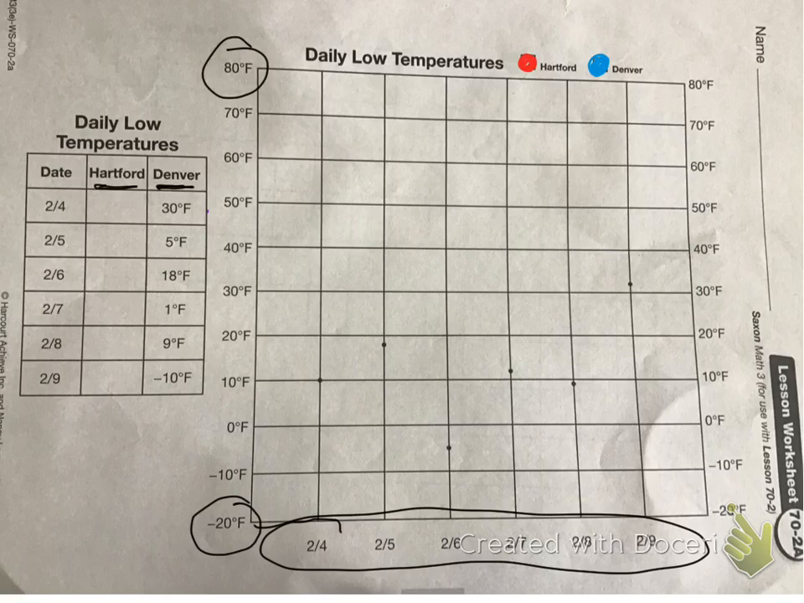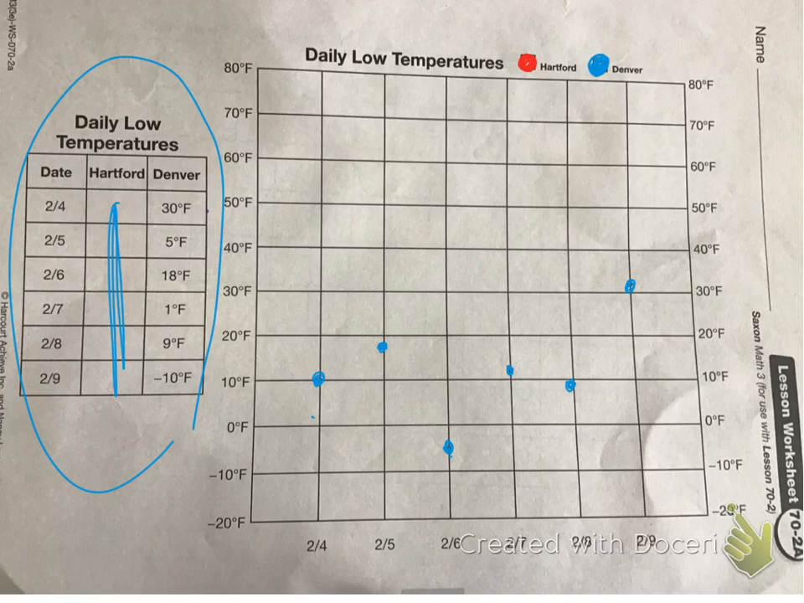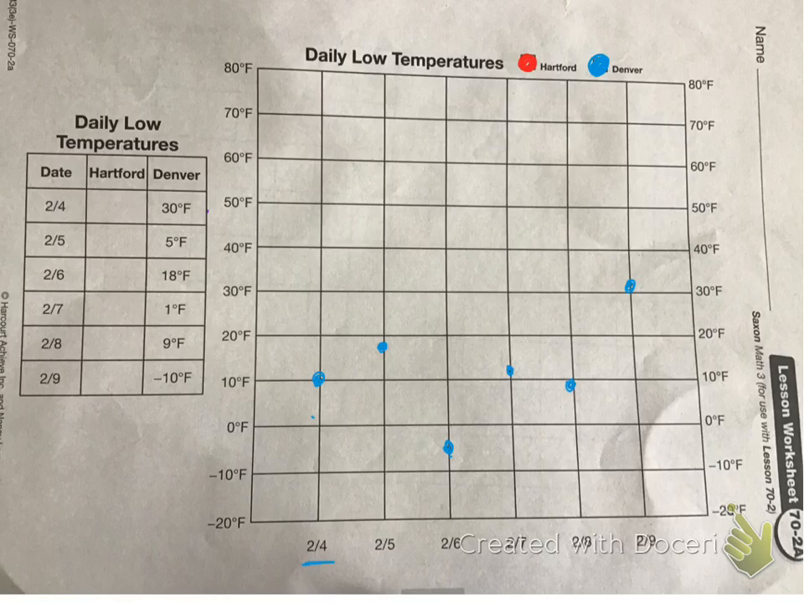What we're going to do next is, first of all, you can see on my chart I've got some dots. These are the temperatures for Hartford. There's one here. I'm just going to color them in so you can see them a little bit better. Now you notice on my table on the left, I don't have any temperatures for Hartford, but I have them on my graph. So we're going to write those temperatures in. On February 4th, the temperature is 10 degrees Fahrenheit because it's right on that line. So I'm going to write 10 degrees Fahrenheit.